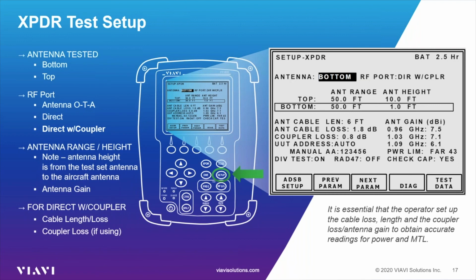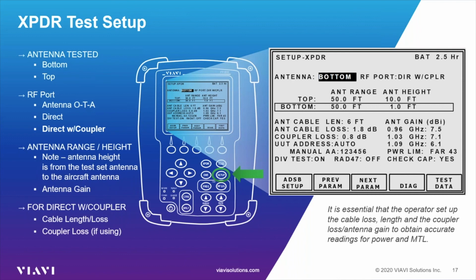You can be directly coupled to the transponder connection on the aircraft antenna if you've removed the antenna, or you can have the antenna on the aircraft in place and you can connect to that direct with a coupler.